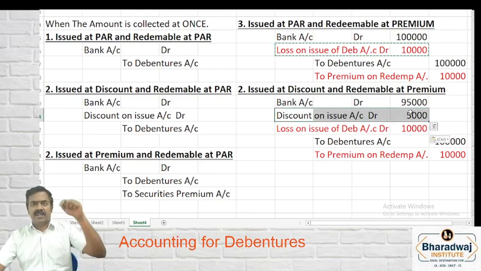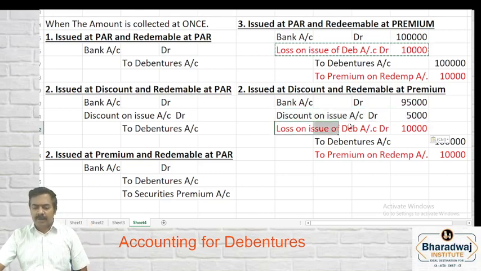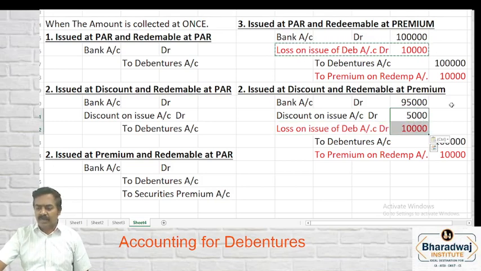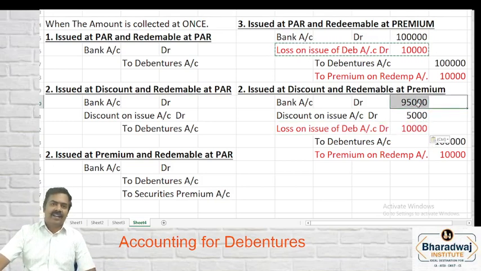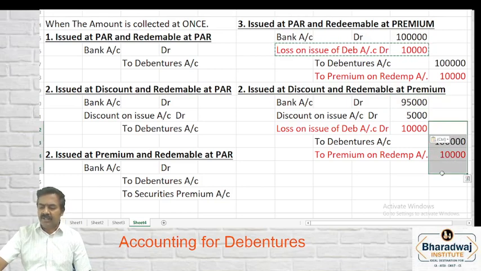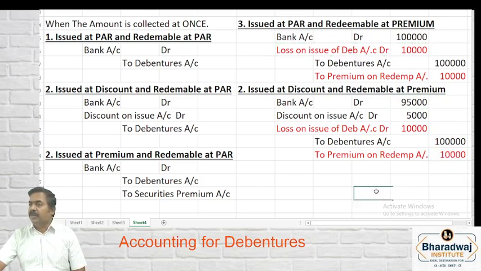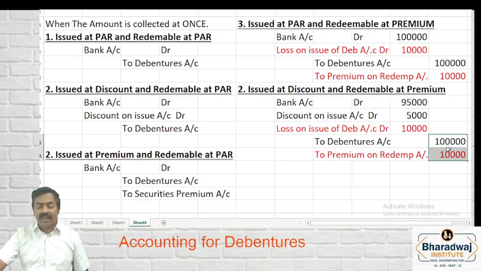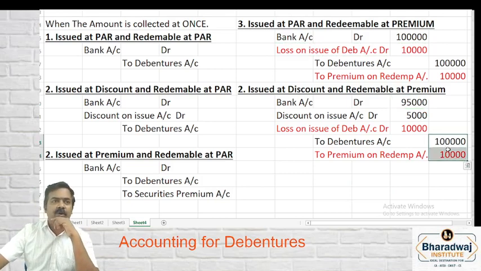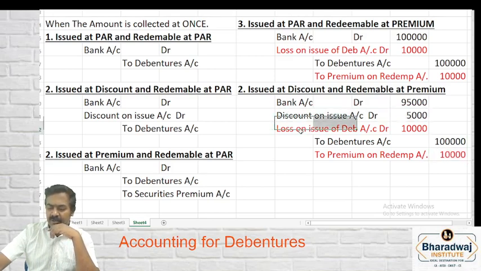Discount on issue is a loss at the time of issue. Premium promised is a loss. So what is the total loss? How much are we collecting? 95,000. How much will you repay in total? 1,10,000 you will be repaying. So what is the total loss? 15,000 total loss. Discount on issue plus loss on issue, 15,000.